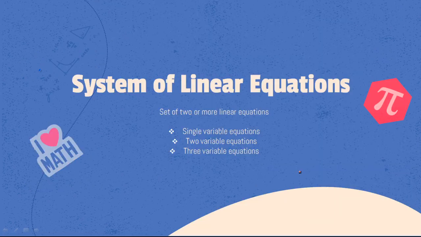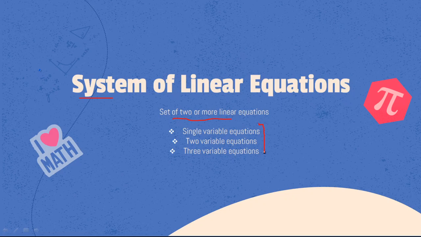Let's move to our next topic, that is system of linear equations. System generally means a set of two or more than two things. So a system of linear equations means a set of two or more linear equations. And that's a very simple concept. If there are two or more than two linear equations, we say that this is a system of linear equations.